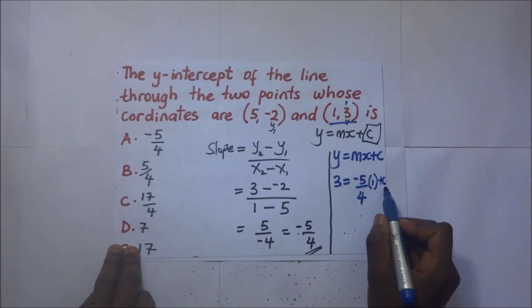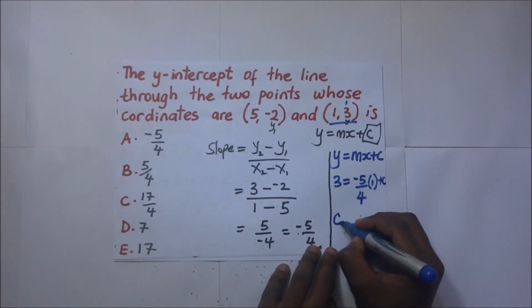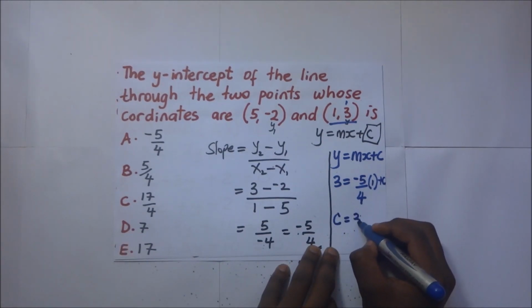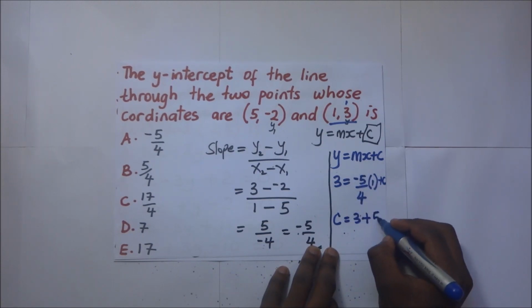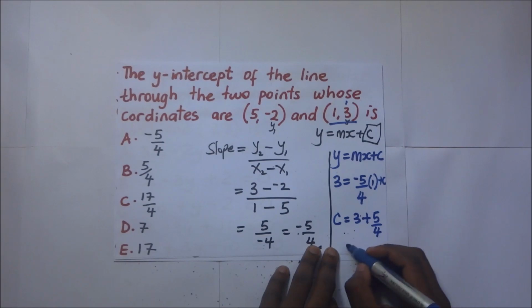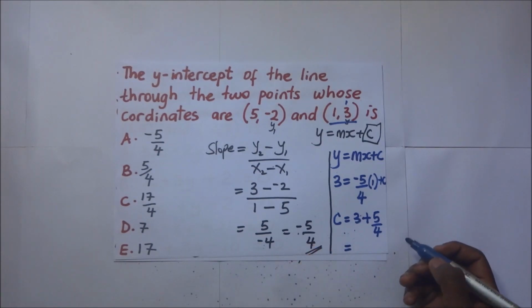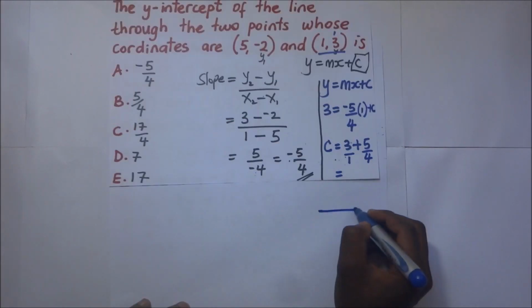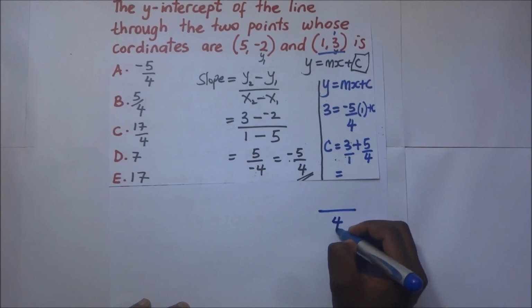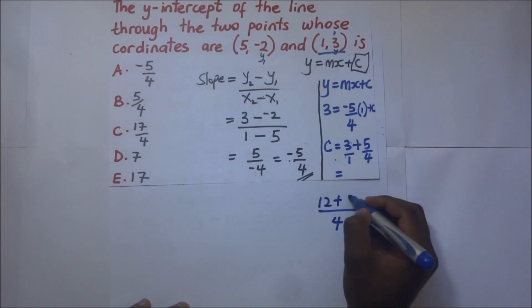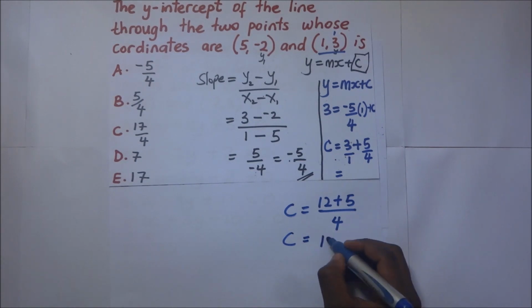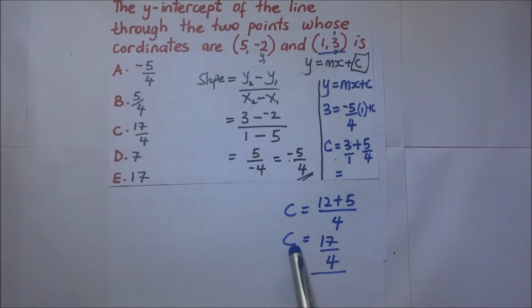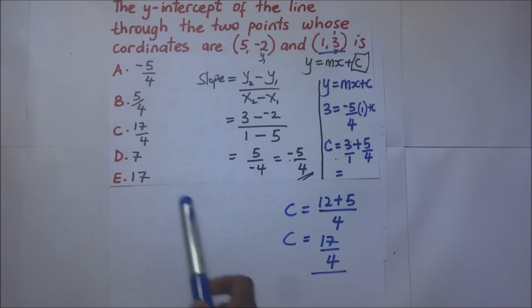So we make c the subject of the formula here. C is equal to 3. When this one comes, it becomes plus 5 over 4. And when we add those two, the LCM there is 4. So our value of c here is going to be 17 over 4.